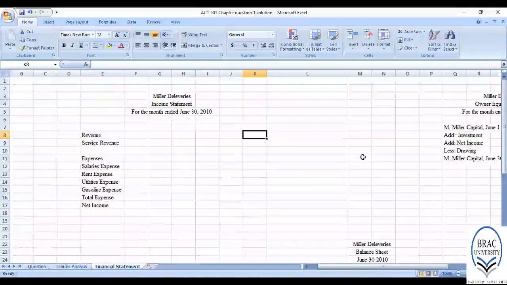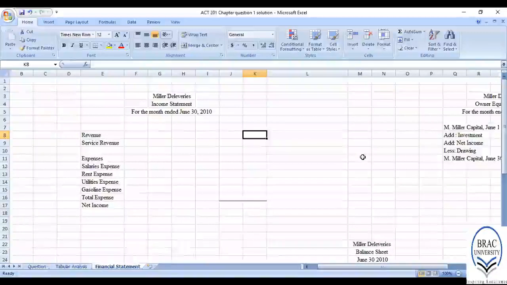Now, let's start with the income statement. As we all know, the income statement reports revenue and expense for a specific period of time. This specific period of time can be a month, 6 months, or a year. So whenever we start an income statement, we start with the heading, as we can see over here.